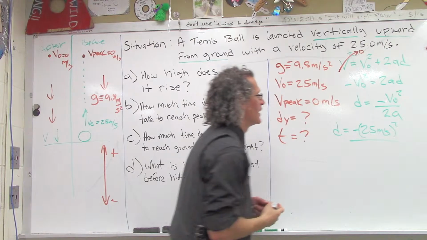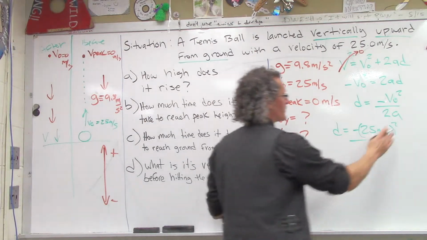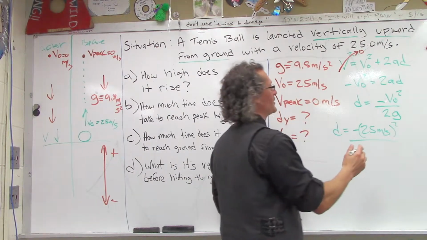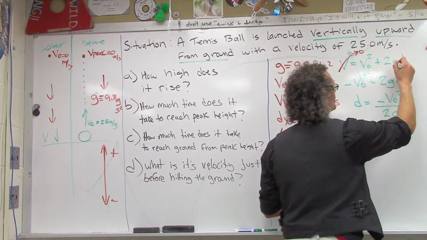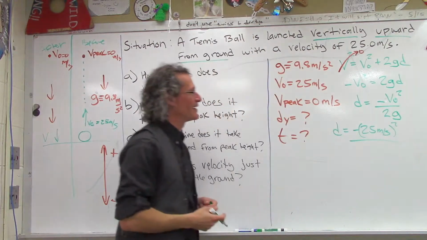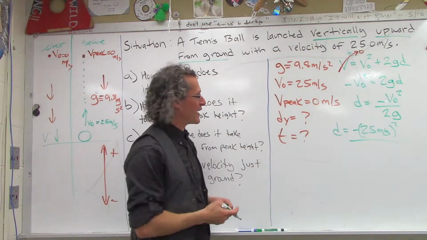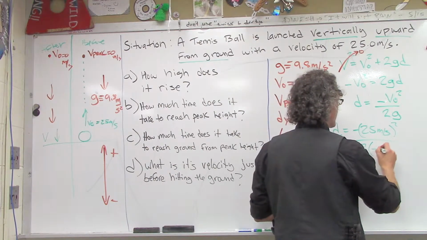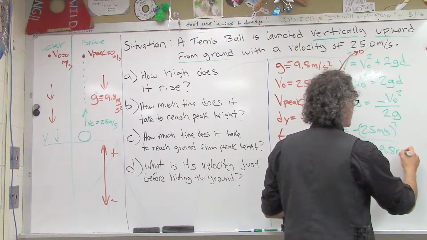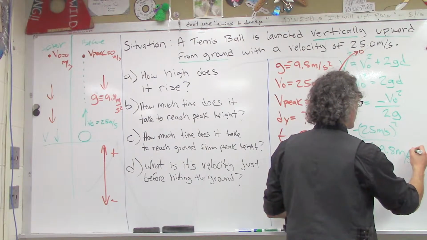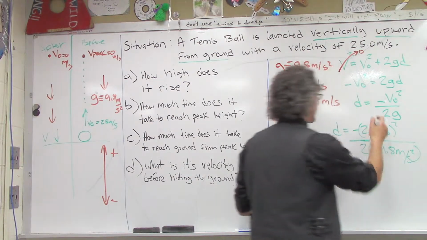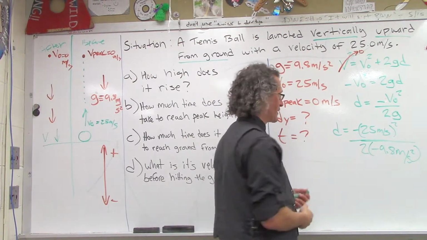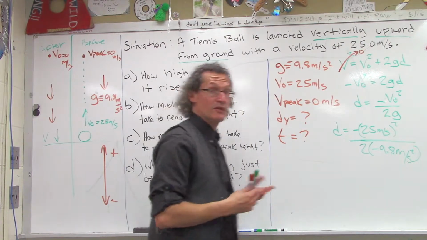We have 2 times, that's not a 9, that's an a, and actually I should say g, right? Because in this case, g is the special case here where we're looking at gravity. So I have 2 times negative 9.8 meters per second squared. Notice that d becomes positive because I have the negative sign here and the negative sign here, and they will cancel out. So let's see what this value is.